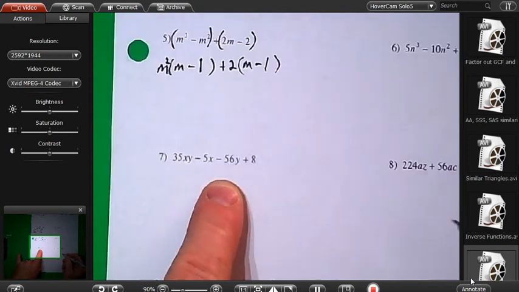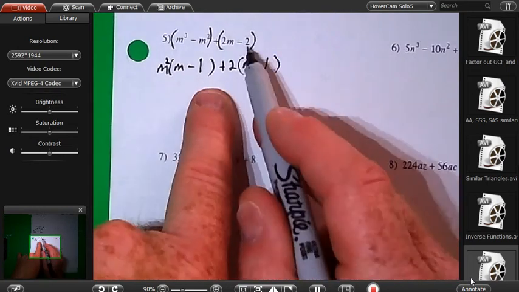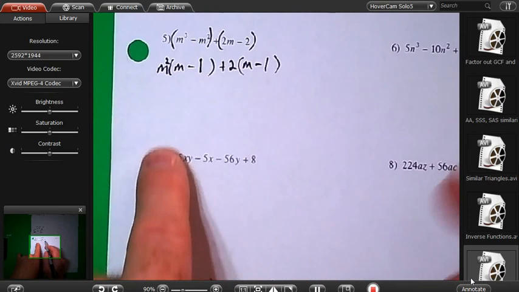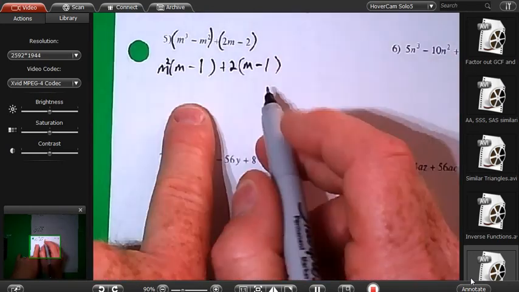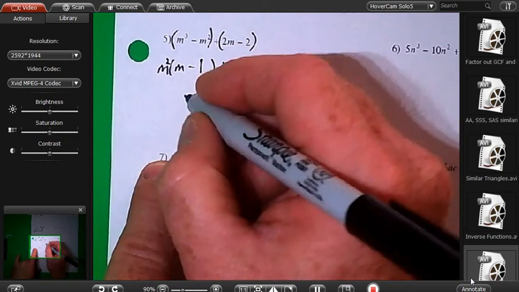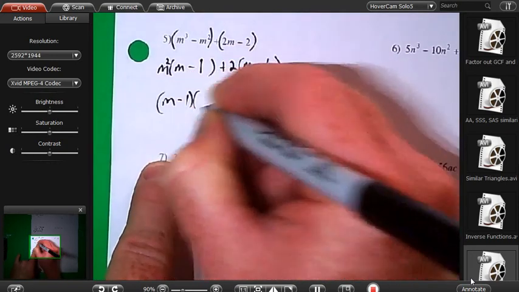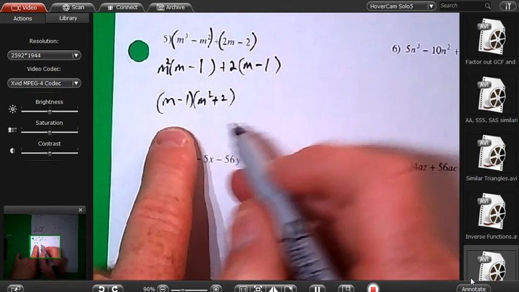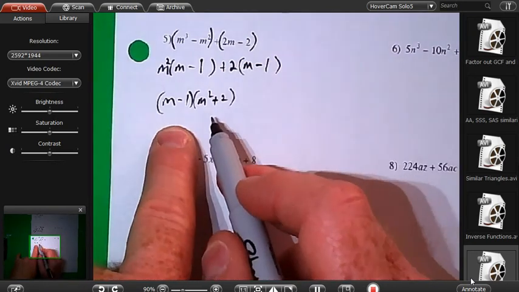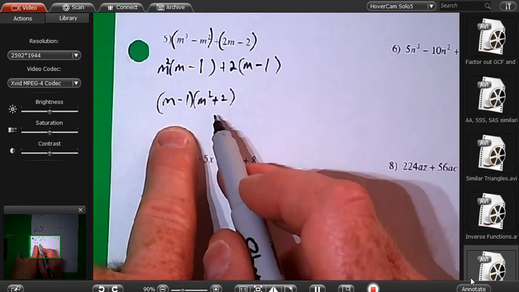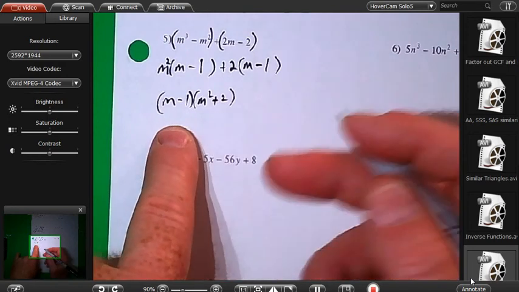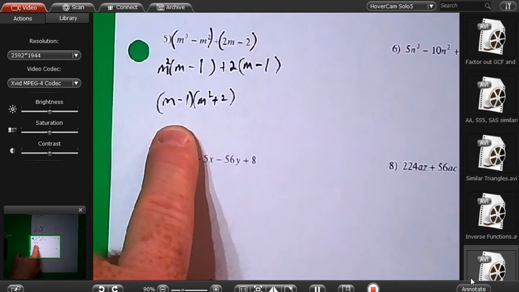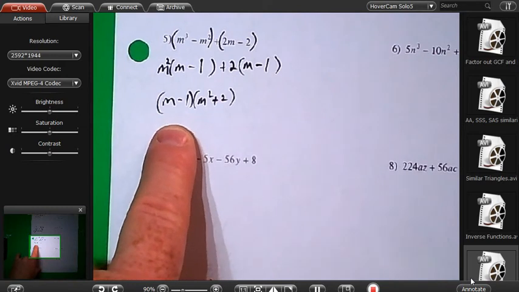Yes? I'm not really sure how you get a 1. I understand. Well, what's 2 divided by 2? Oh, okay, I forgot about that. Okay. All right, so now we've got our common binomial factor. Let's factor it out. M minus 1 will go in front, and that leaves m squared plus 2. Now, technically, do I have to put the m minus 1 first? No. I just choose to do that because I like to think of it as factoring out the common binomial factor and putting that first, but you don't have to.